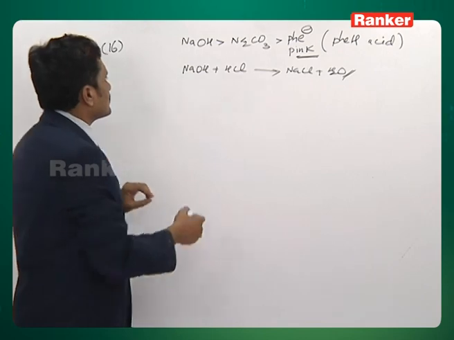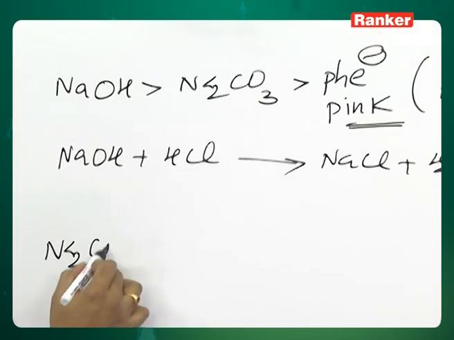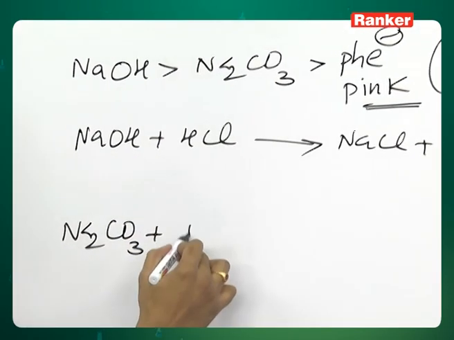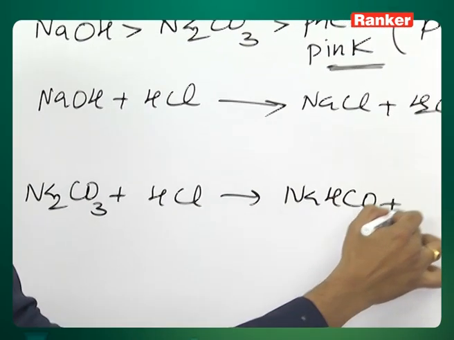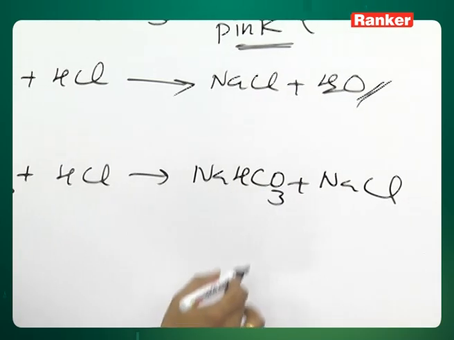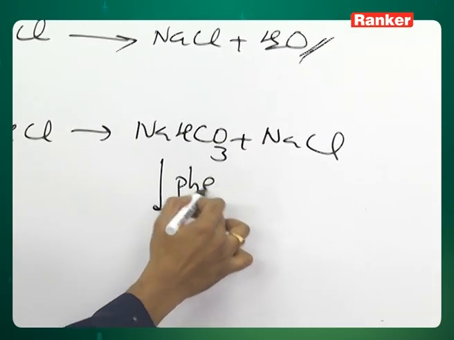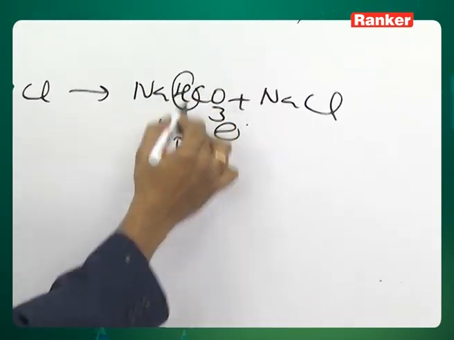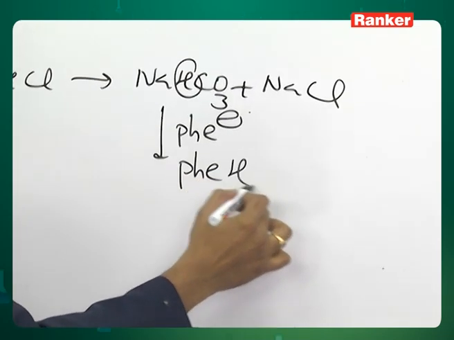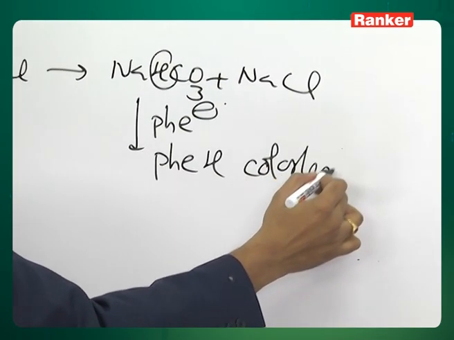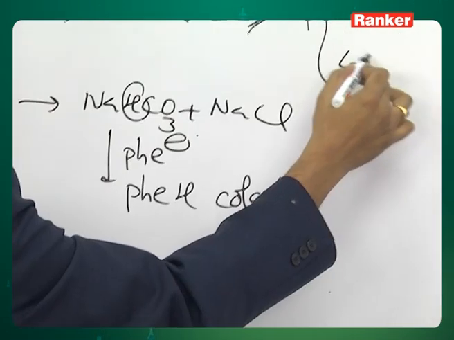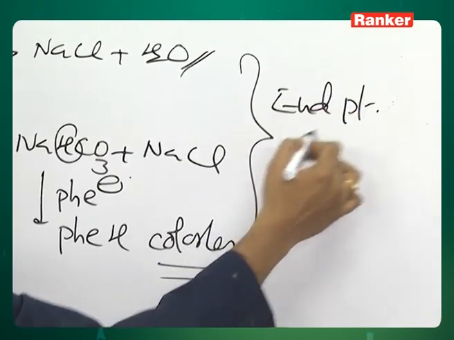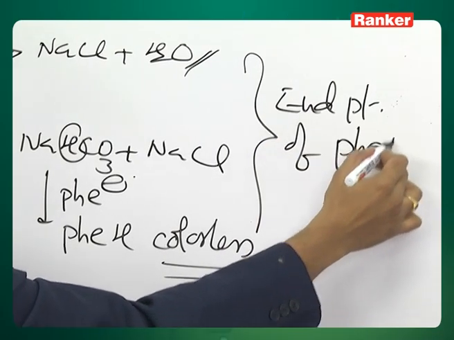Now when you are adding HCl again, sodium carbonate is going to pick that because it is the second best base, and as soon as this gets converted into sodium bicarbonate along with NaCl, this PhE minus, I mean to say the phenolphthalein conjugate base, is going to pick the proton from it and quickly get converted into the colorless form of phenolphthalein, and this is the end point of the phenolphthalein titration.